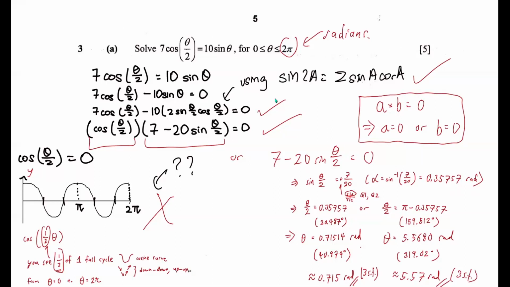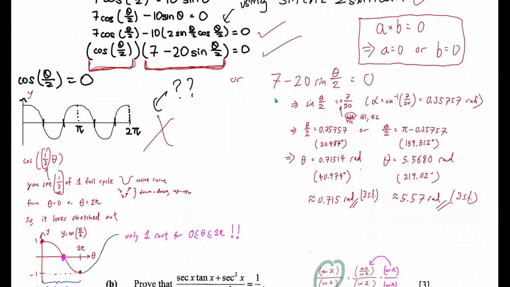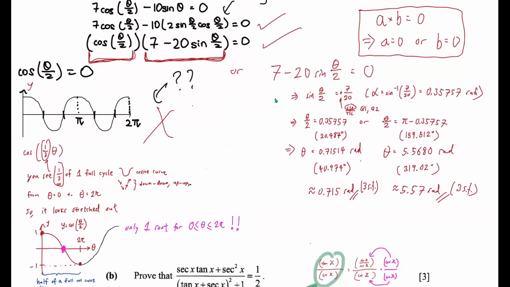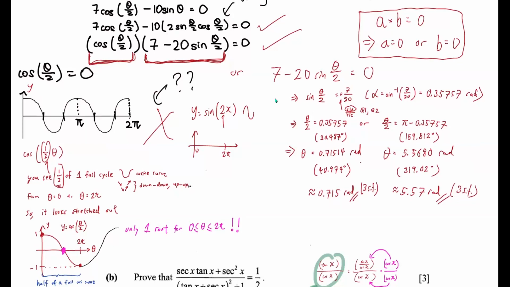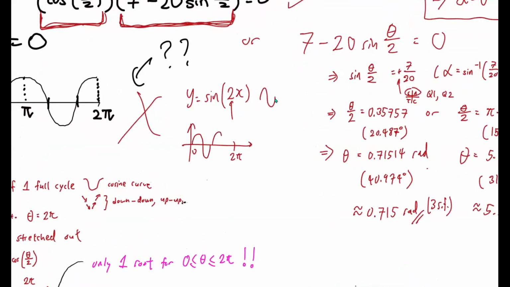It's just that the A and the B get a little bit more complicated. It's cosine theta over 2 on the left, that's the A, and the 7 minus 20 sine theta over 2 on the right, that's your B. So over here, you drew the graph wrongly. Please remember, whenever you have y equals sine, let's say for example, 2x, you see coefficient 2. That means that from 0 to 2 pi, how many times do you see the full sine curve? Up, down, down, up. Twice. 2 times. Once and a second time.